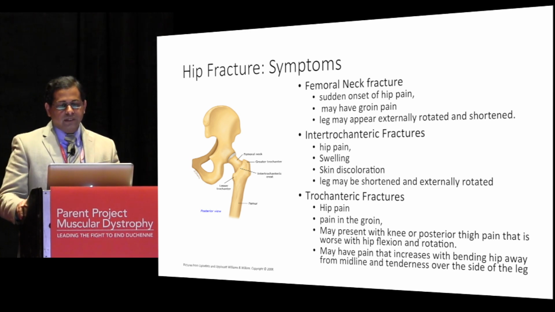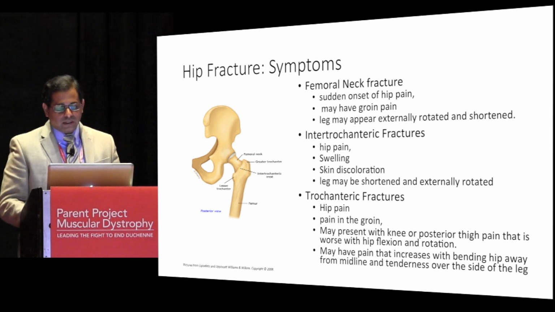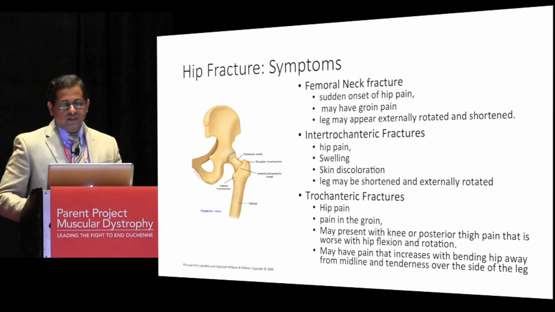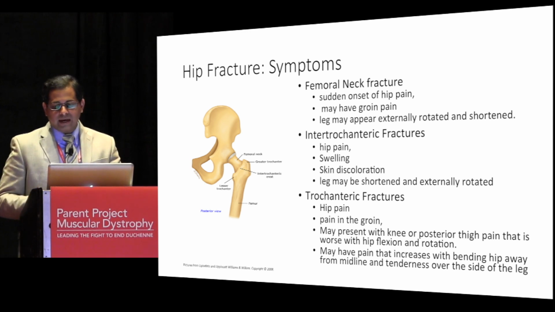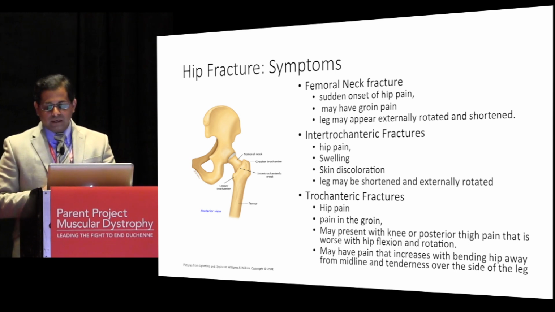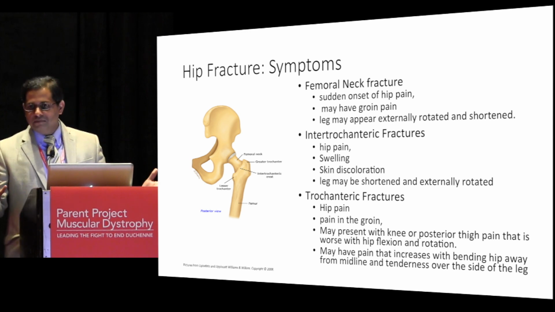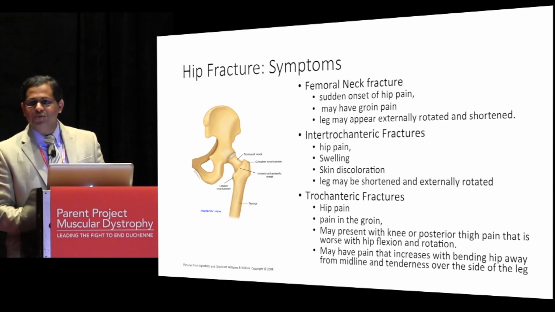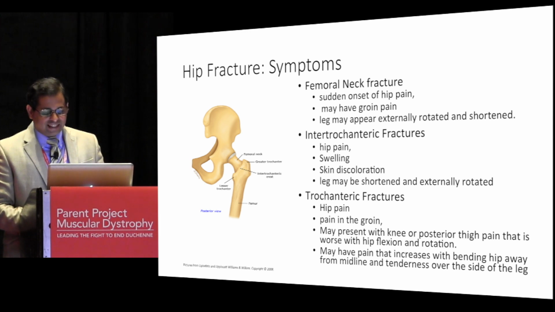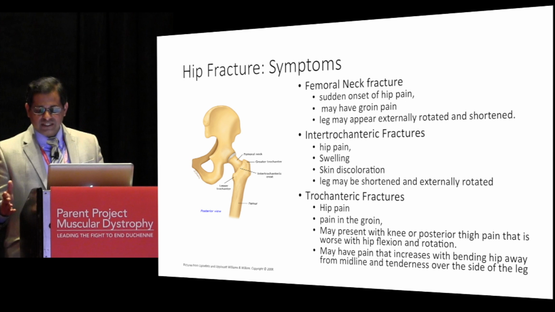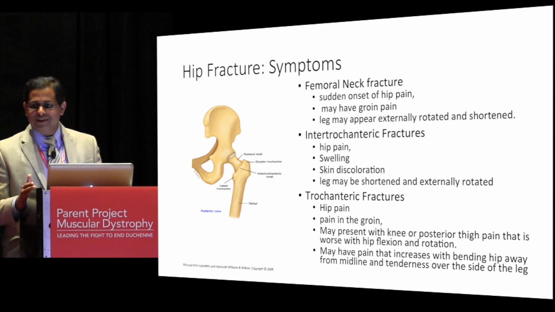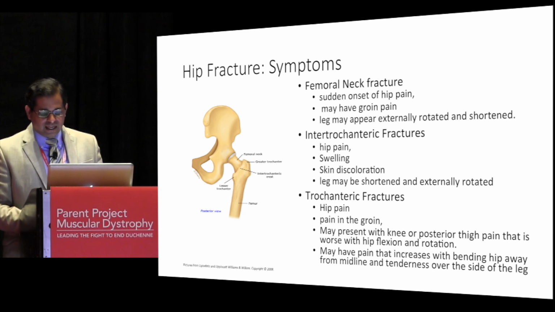So if it's an intertrochanteric fracture over here, there's going to be hip pain again. There's going to be swelling and local bruising in the area. And the leg, again, will be rotated and shortened. Nothing new I'm saying so far, right? And lastly, the trochanteric fractures. So you have, again, same thing, hip pain, pain in the groin, sounding familiar, right? It's good trying to repeat the same things. But there may be differences here.